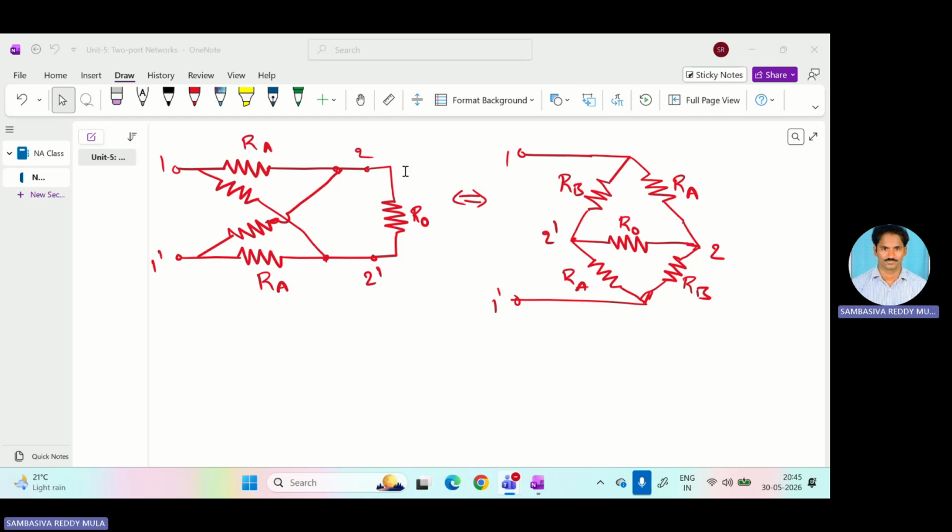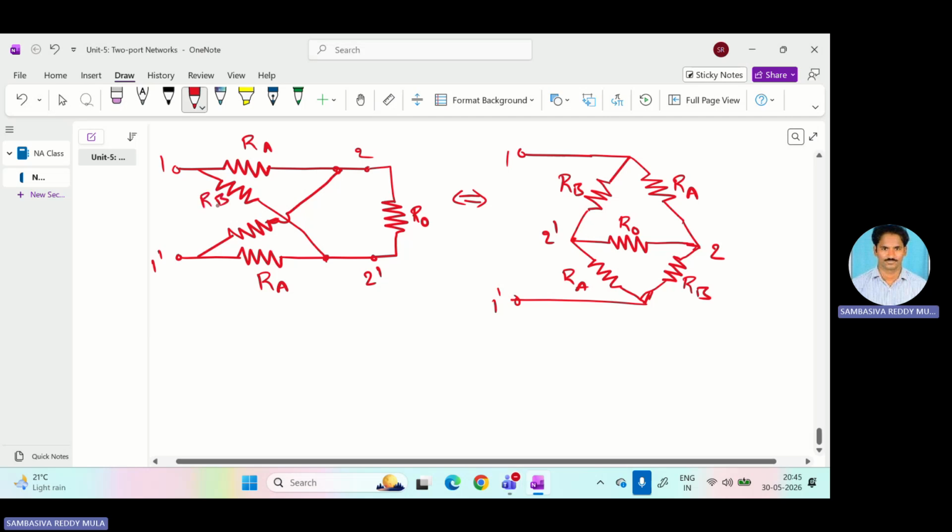If you observe closely, between terminals 1 to 2 there is a series arm RA, and between 1 to 2 dash we have RB, then between 2 to 2 dash R0, and 2 to 1 dash there is RB. These shunt arms are RB in the lattice attenuator, and the series arms are RA. So it is a symmetrical and balanced network. We have redrawn this network.